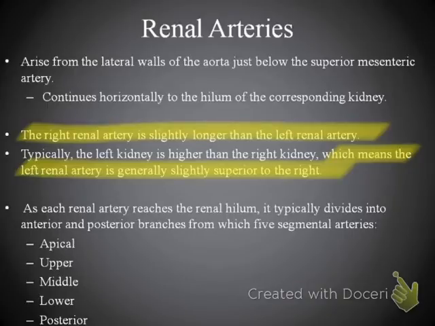As each renal artery reaches the renal hilum, it typically divides into anterior and posterior branches from which five segmental arteries arise: the apical, upper, middle, lower, and posterior. All of these are branches of the renal artery at the hilum. But pretty much what I want you to know about this is what I have highlighted here.